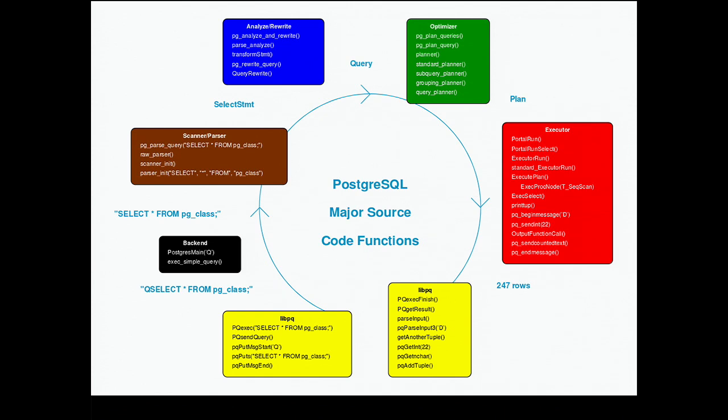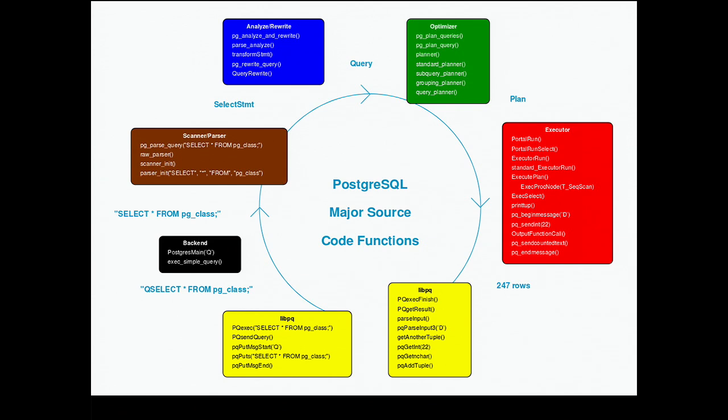The scanner breaks it up into tokens. It then outputs something called a select statement. It goes into analyze rewrite, which basically creates a query structure. It goes into the optimizer, which then plans it. It generates a plan. It goes to the executor. It runs all this. Then it sends the result back, and in fact, it looks like the D command is this thing that says you're sending something back.